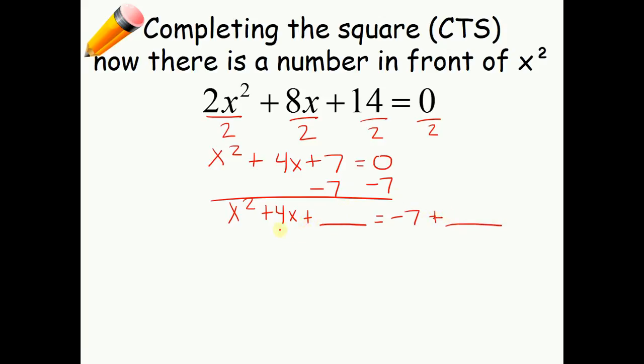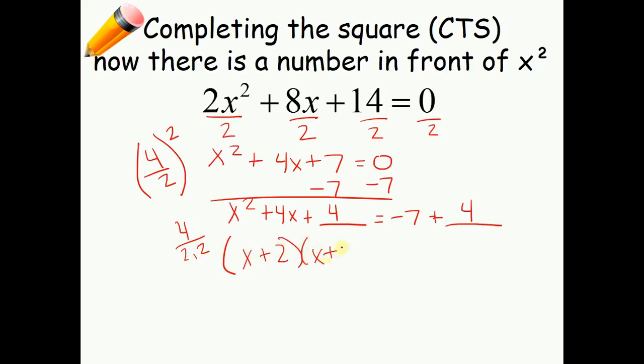Let's find blank. Middle term, 4. Divide that by 2. Square it. That's 4. Whoops. So that'll be 2 and 2. So it'll be x plus 2, x plus 2.